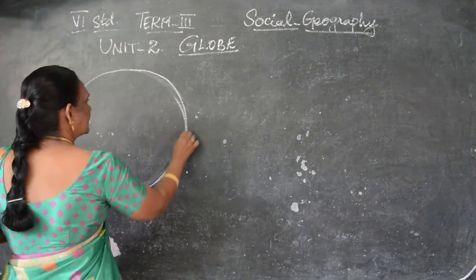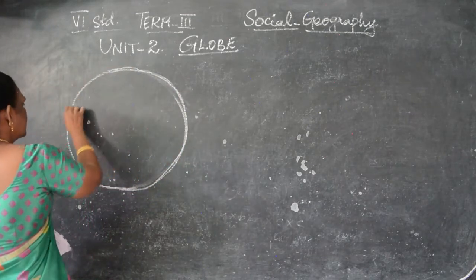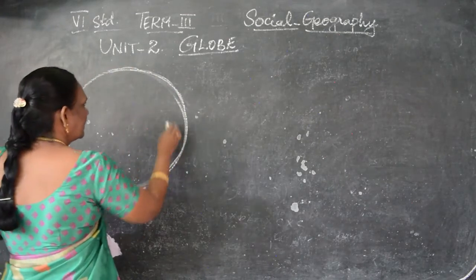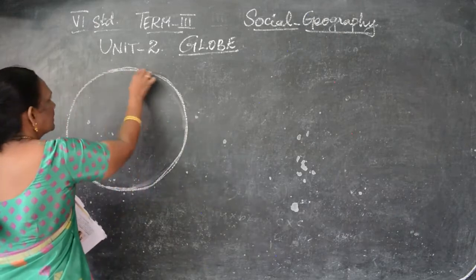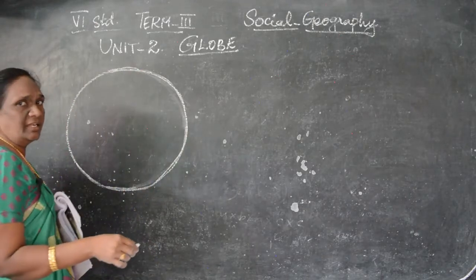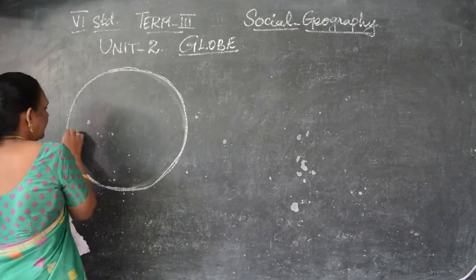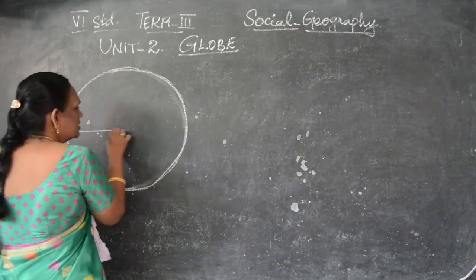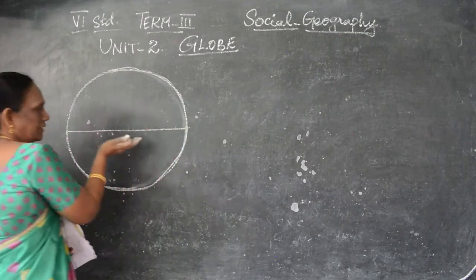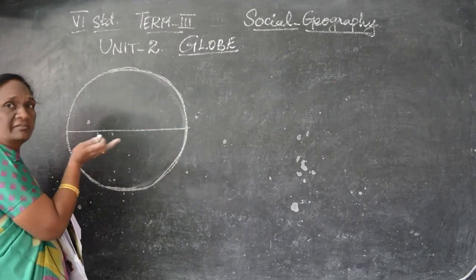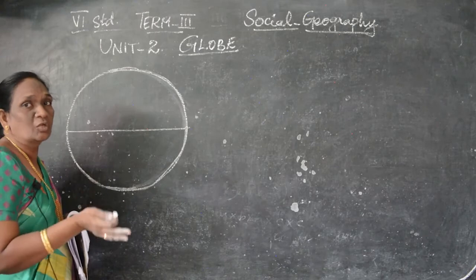Okay, this is earth. Here there are imaginary lines which were drawn. We saw the horizontal line. Here, the horizontal line. This line divides the earth into 2 equal halves.